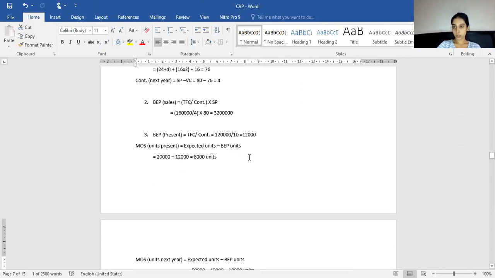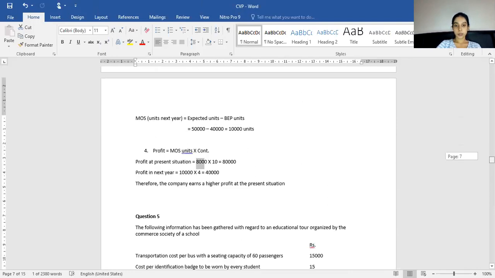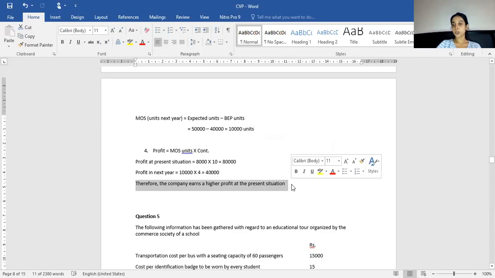Yeah, 8,000. Okay. So the contribution per unit would be 10. So 80,000 would be the profit in the present situation. Profit in the next year: margin of safety units is 10,000 and the contribution per unit for the next year would be 4. So the profit for the next year would be 40,000.